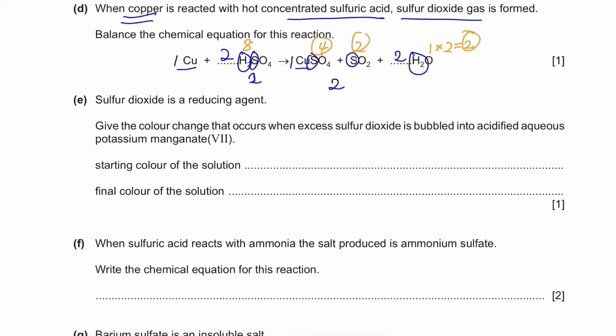Part E. Sulfur dioxide is a reducing agent. Give the color change that occurs when excess sulfur dioxide is bubbled into acidified aqueous potassium manganate 7. This is also a common reaction. What's the color of potassium manganate 7 before anything has happened to it? It's purple. So the starting color of the solution is purple, and since sulfur dioxide is a reducing agent, it's gonna reduce potassium manganate 7, and the color will change from purple to colorless.